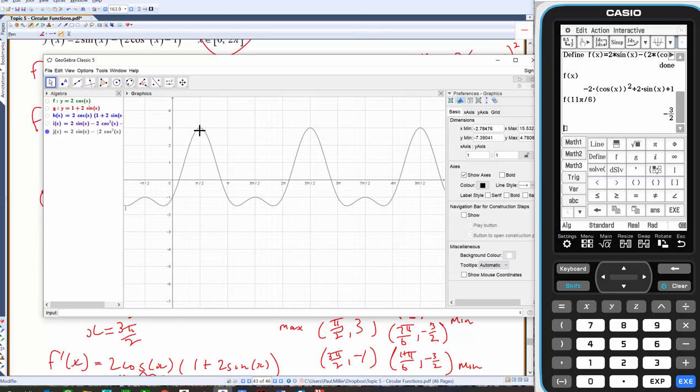So stationary points, 1, 2, 3, 4. 4 stationary points. We said the first stationary point at pi on 2 was a maximum. Sure is. We said the stationary point at what looks to be a bit past pi, 7 pi on 6, was a minimum. Sure is. Okay, we said that this one here was a maximum stationary point. Sure is. And we said that this one here was a minimum, and it sure is.